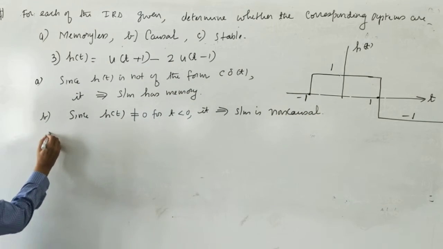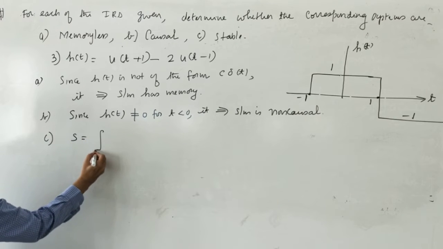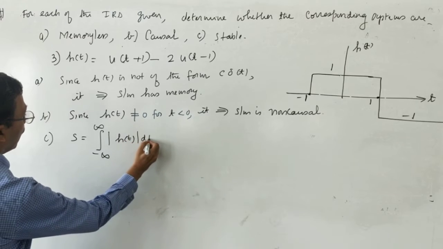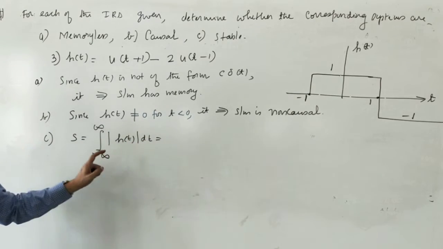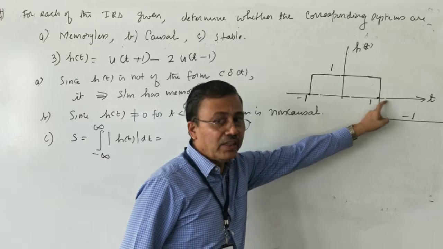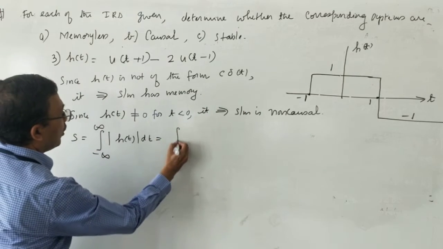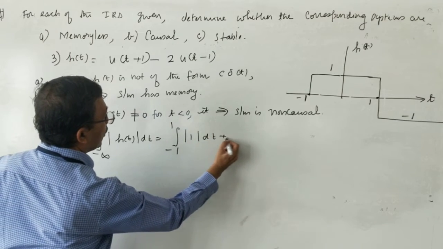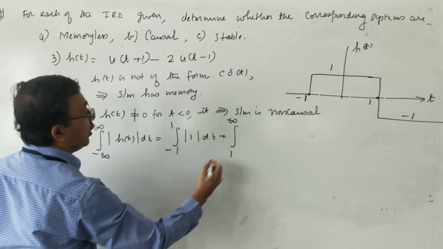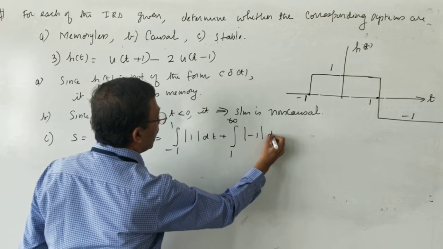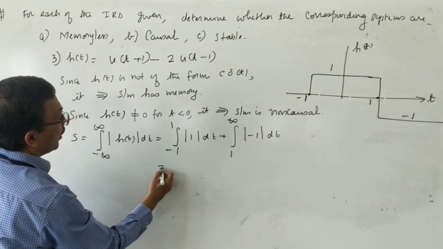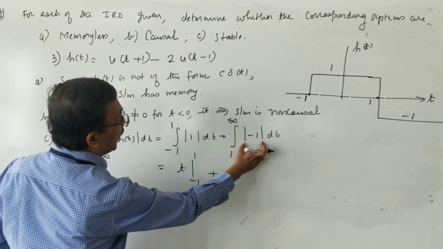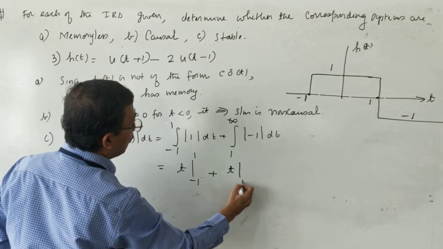Next, I am going to determine stability. S equals integration minus infinity to plus infinity modulus of h of t dt. Now this modulus has got meaning because we have got a negative cycle here. So integration from minus 1 to plus 1, what is h of t? 1. From 1 to infinity, what is h of t? h of t is minus 1. 1, if you integrate, you get t between limits minus 1 and plus 1. Modulus of minus 1 is 1. If you integrate, you get t between 1 and infinity.